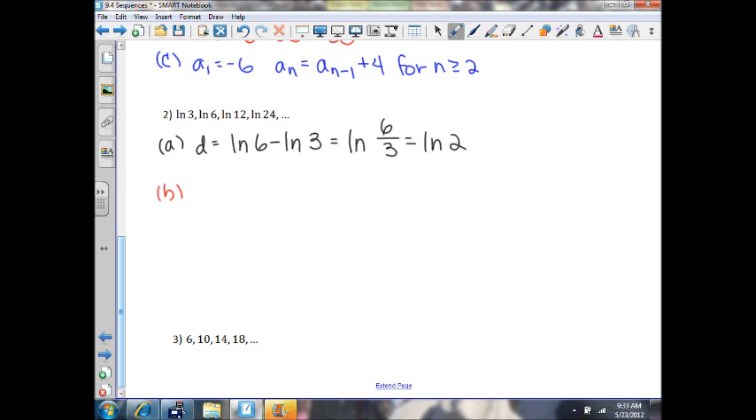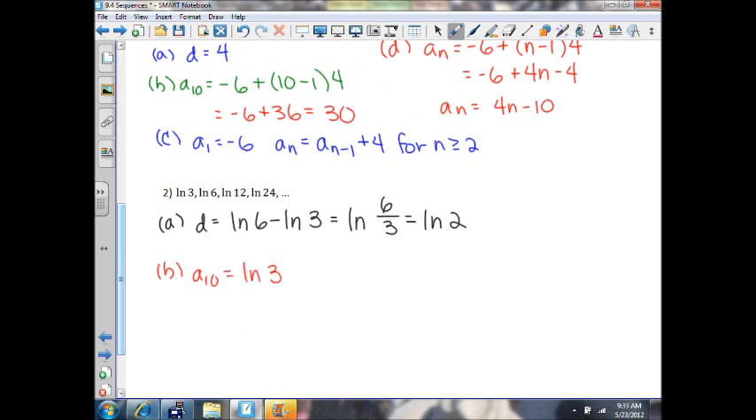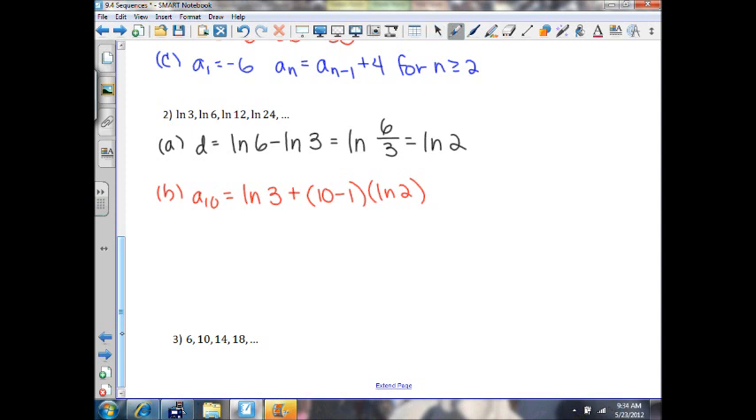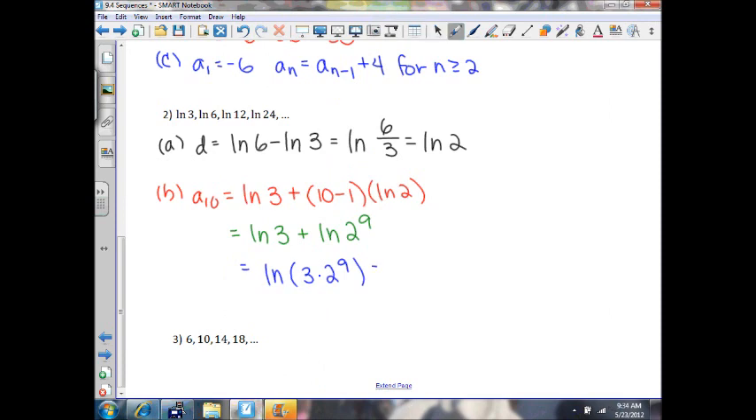For part B, the 10th term, a sub 10, if you look back, will be our original term plus 10 minus 1 times ln of 2, our difference. We're going to have to do some simplifying here. So it'll be ln of 3 plus ln of 2 to the 9th power. Now, since we're adding these logarithms, really this will be ln of 3 times 2 to the 9th power. 3 times 2 to the 9th power will be 1,536. There is your 10th term.